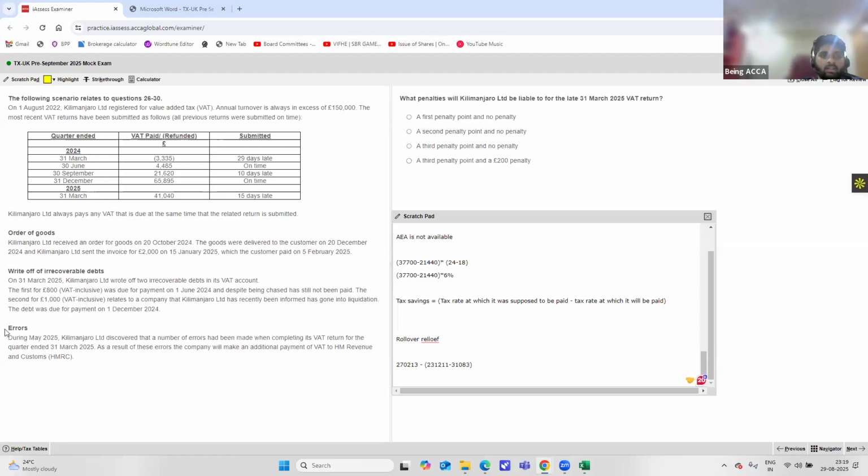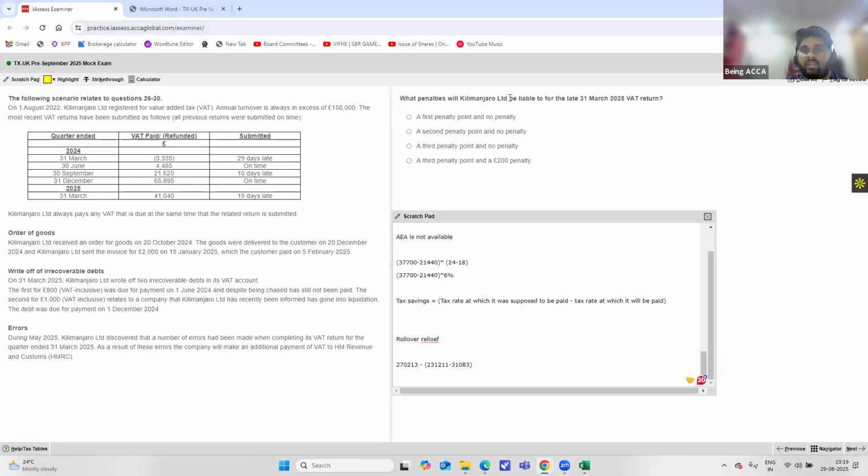Okay. And next, during May 2025, Kilimanjaro Limited discovered that a number of errors had been made in completing its VAT return for the quarter ended 31st March 2025. And as a result of these errors, the company will make an additional payment of VAT to HMRC. Okay. These are the points that have been mentioned to us. Now let's take a look at the questions.